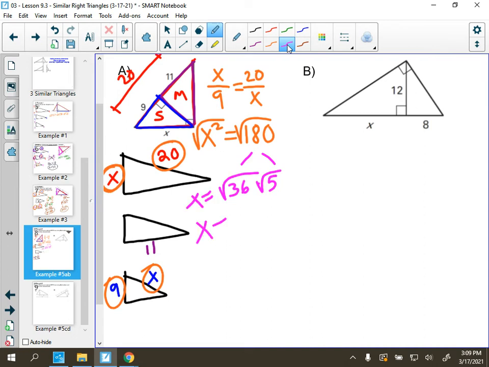Which one of these can we do? You can do 36. The square root of 36 is 6. The square root of 5 just stays put. So there's my answer as far as the value of x in simplest radical form.